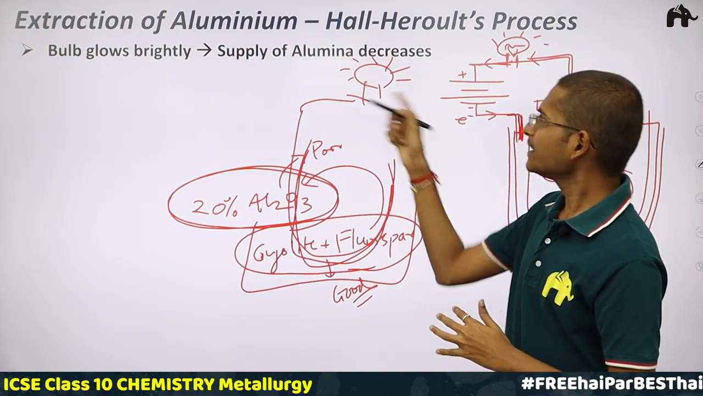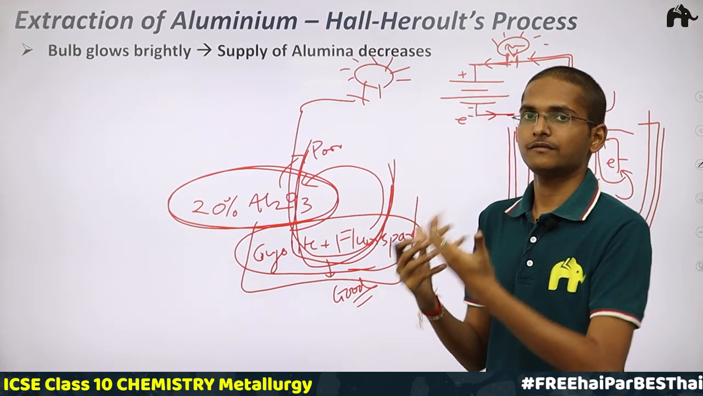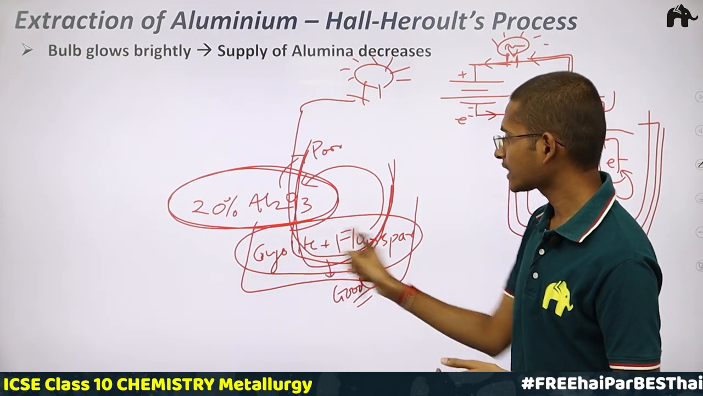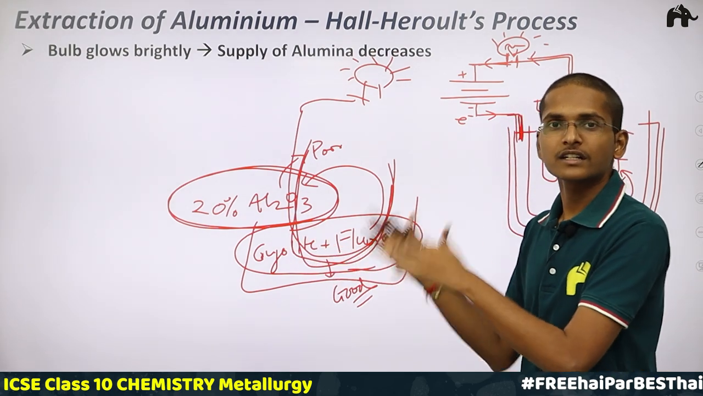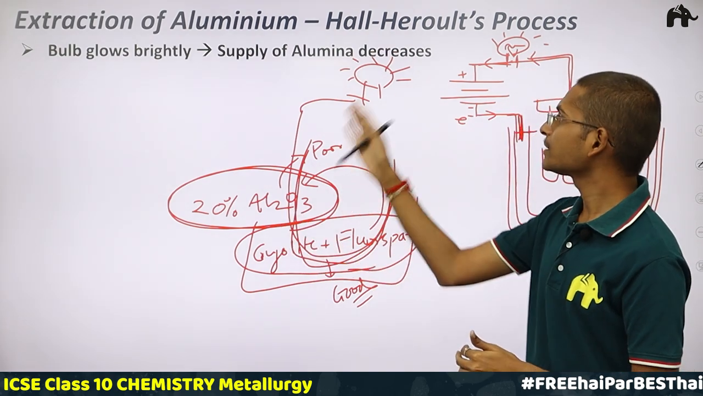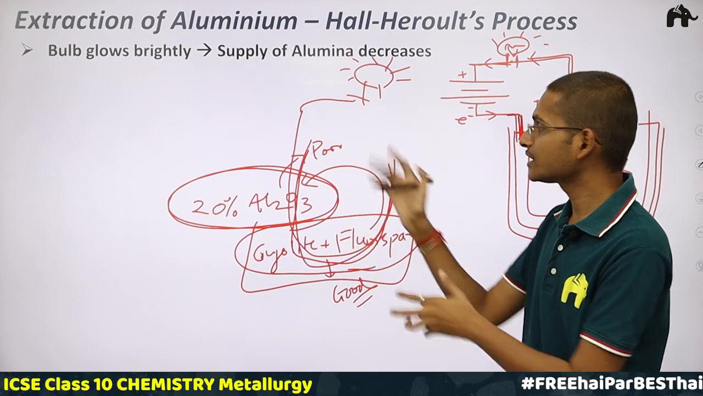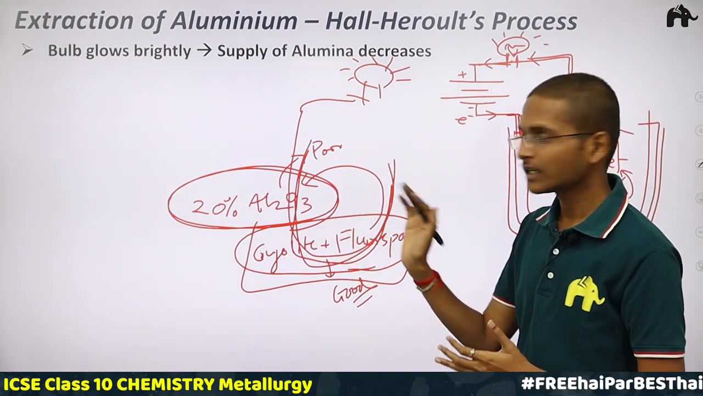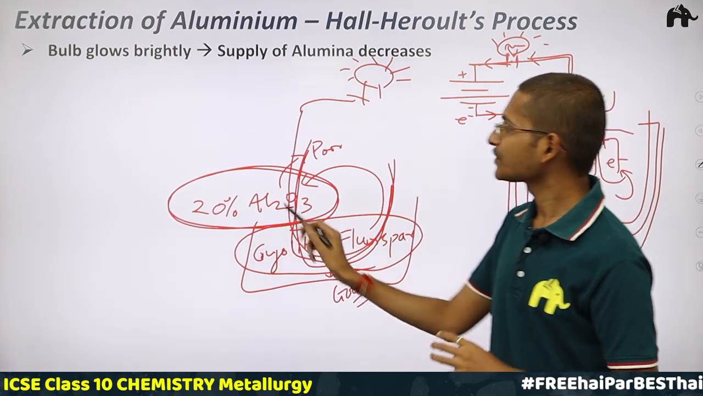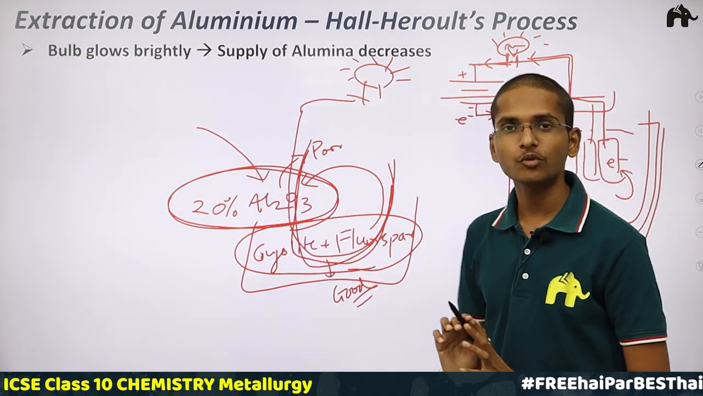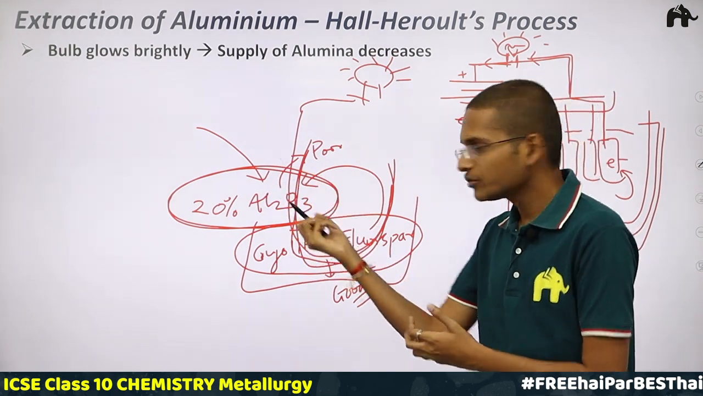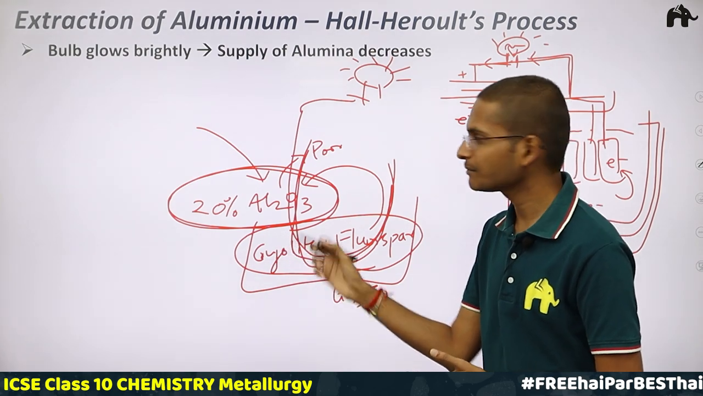And when it starts to glow brightly, we can figure out that, oh yes, our alumina is decreasing, that's why our cryolite and fluorspar are easily conducting the electricity. And since alumina is decreasing, the bulb is glowing brightly because of the easy conduction, more conduction of electricity through the electrolyte. Now when this indicates to us that the bulb is glowing brightly, we need to add more alumina. And again, what would happen? Since we are adding alumina again, it would hinder the electrical conductivity again, because it is a poor conductor.